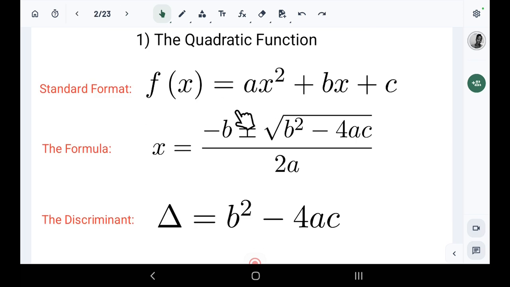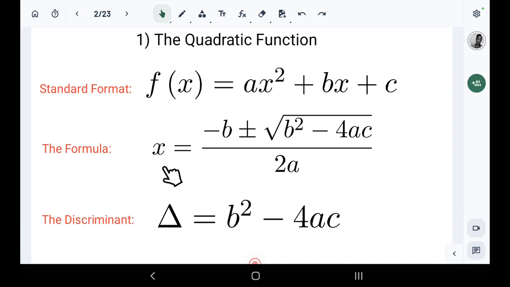Step number 1, let's revise the standard form of the quadratic equation, that is f of x equals ax squared plus bx plus c, where a is the coefficient of x squared, b is the coefficient of x, and c is simply the constant. Now remember a, b, and c because they're important in the discriminant and determining what the discriminant is like, which in turn helps us determine the nature of roots.